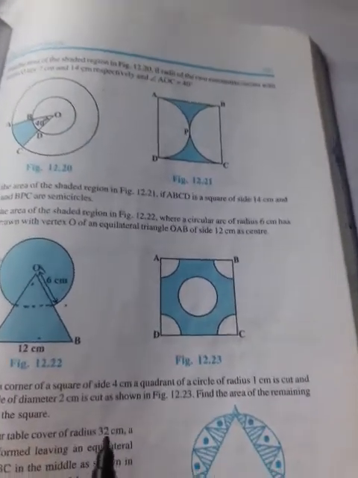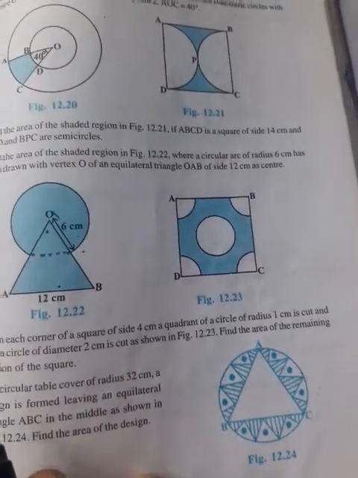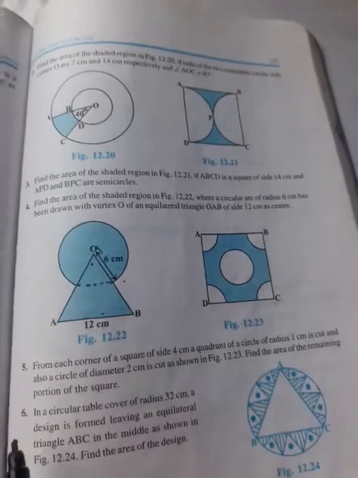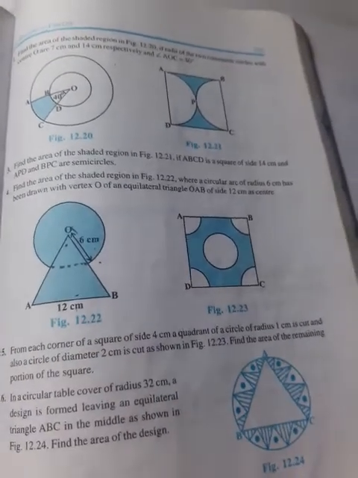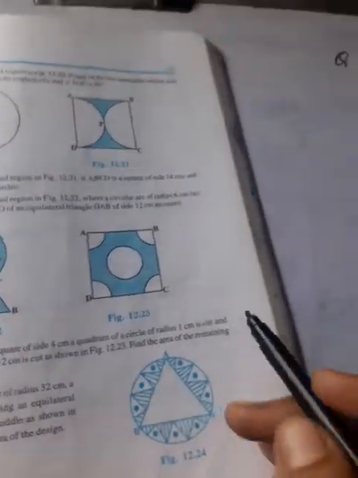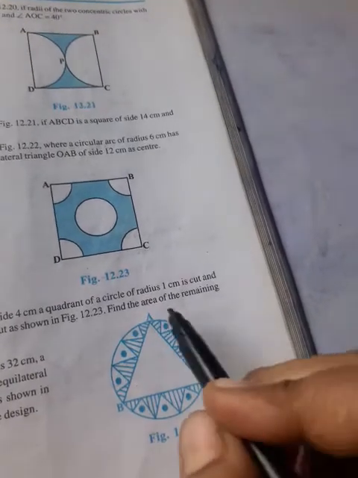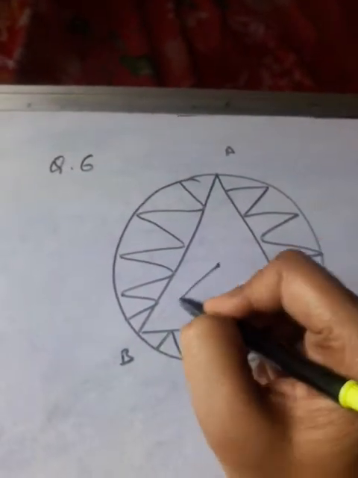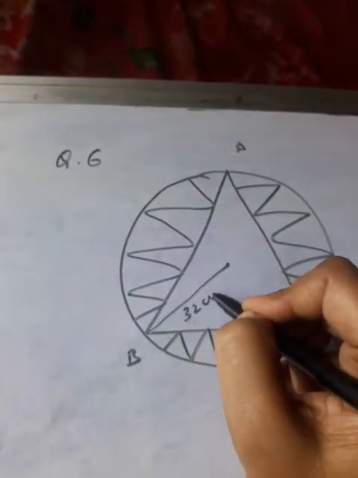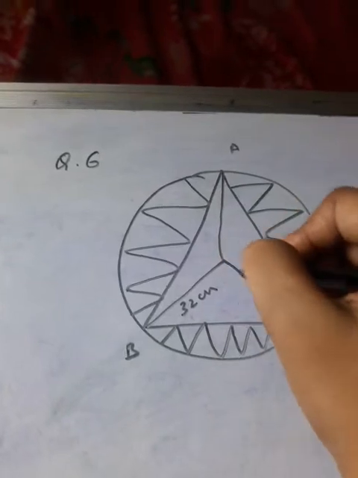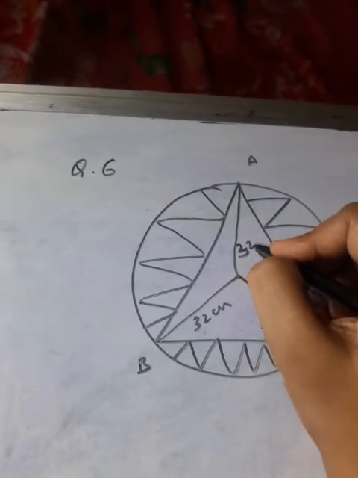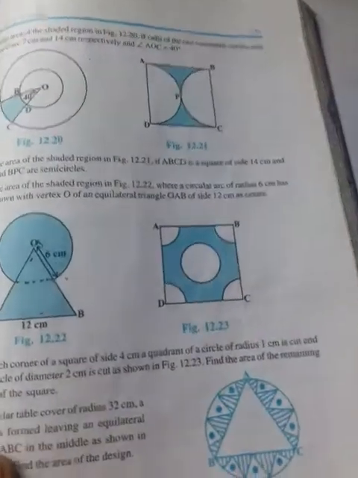So now I am taking question number 6 directly. Try to solve question number 5 yourself. In question number 6, in a circular table cover of radius 32 centimeter, the radius is given as 32 centimeter. Here it is also 32 centimeter, here also 32 centimeter. So the radius is 32 centimeter.